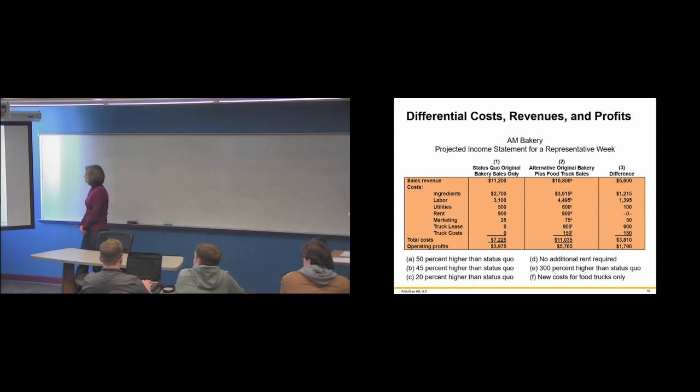So this is AM Bakery, and this is a projected income statement for a representative week. So he's taking an average week, he's projecting, right? What's the problem with projecting? That's a nice way of saying estimating, but what's the problem with that? It's not gonna be exactly what it's gonna be if it actually happens. I mean, estimates are just that, they're estimates, right?